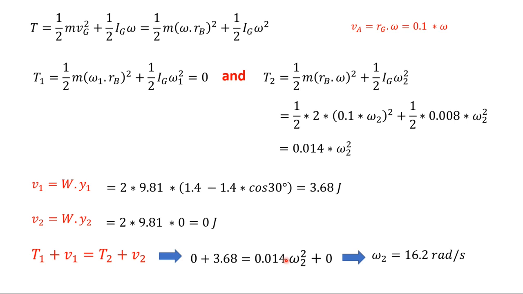That's it. Okay, so we just need to think about the situation logically, try to find the positions, find the equation, apply it, and we're going to find the answer for omega.